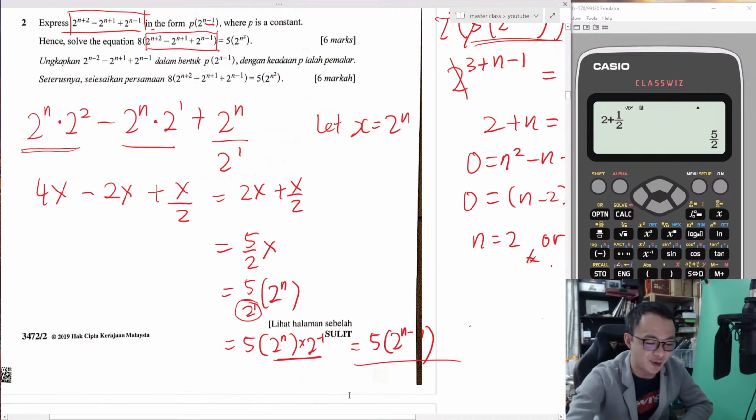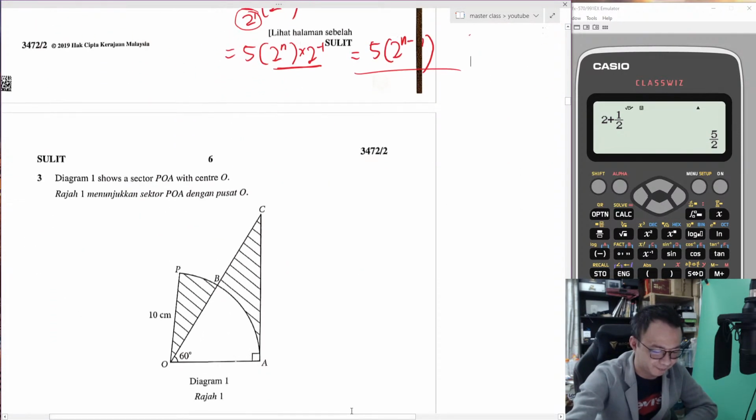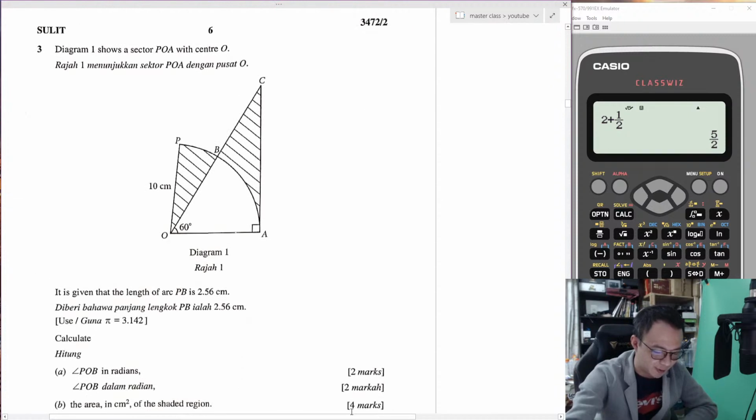Okay, I don't see any question about question number 2. Then I will move on to question number 3. Circular measure, 6 marks.